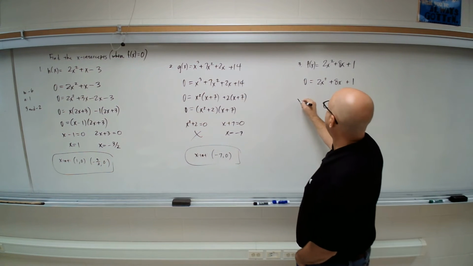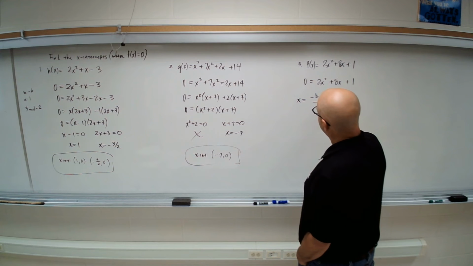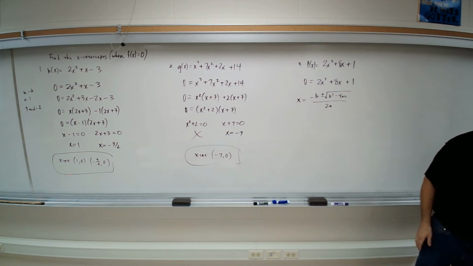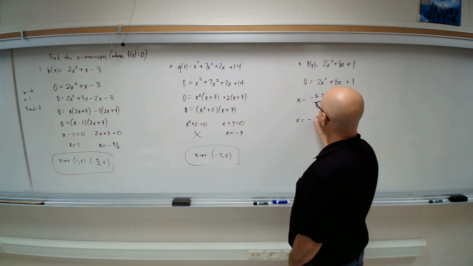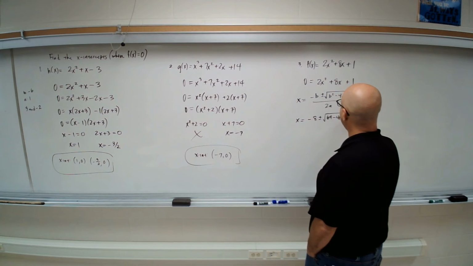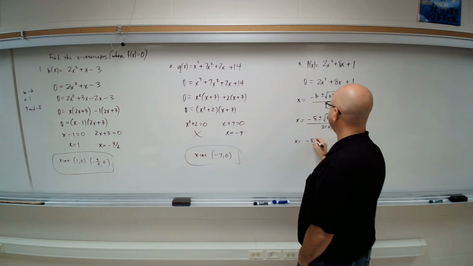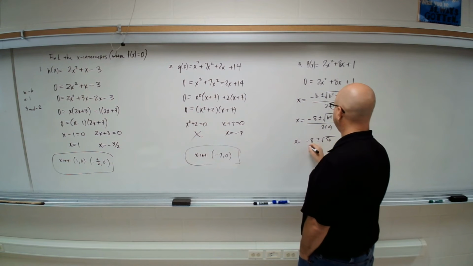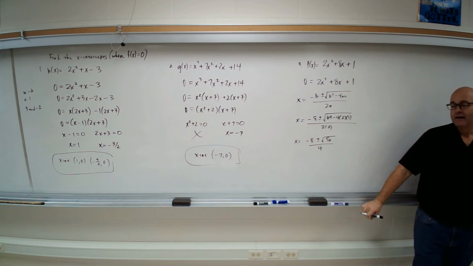So we get, if you don't know it, you really got to learn it soon. I like to just write it out once or twice every time I use it. That way it kind of sticks with me. So here we get -8 plus or minus the square root of 64 minus 4 times 2 times 1, over 2 times 2. So -8 plus or minus radical 56 over 4.